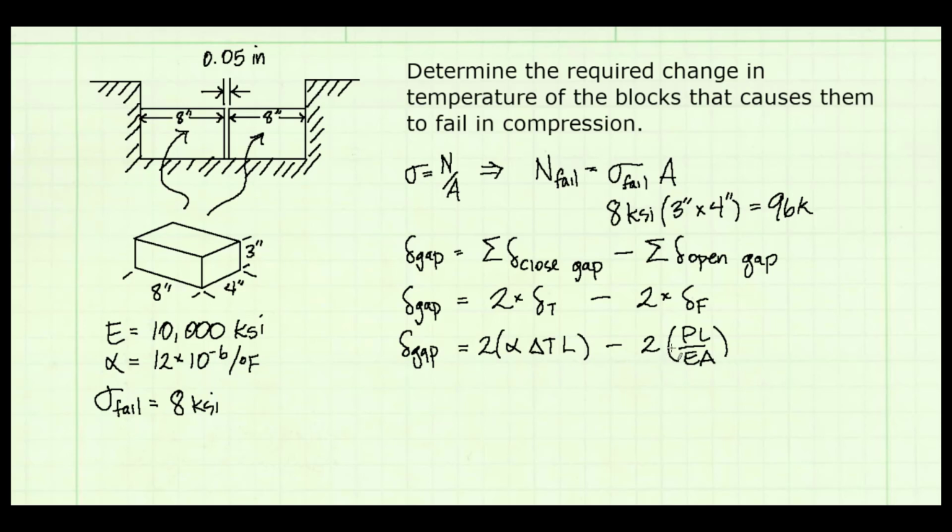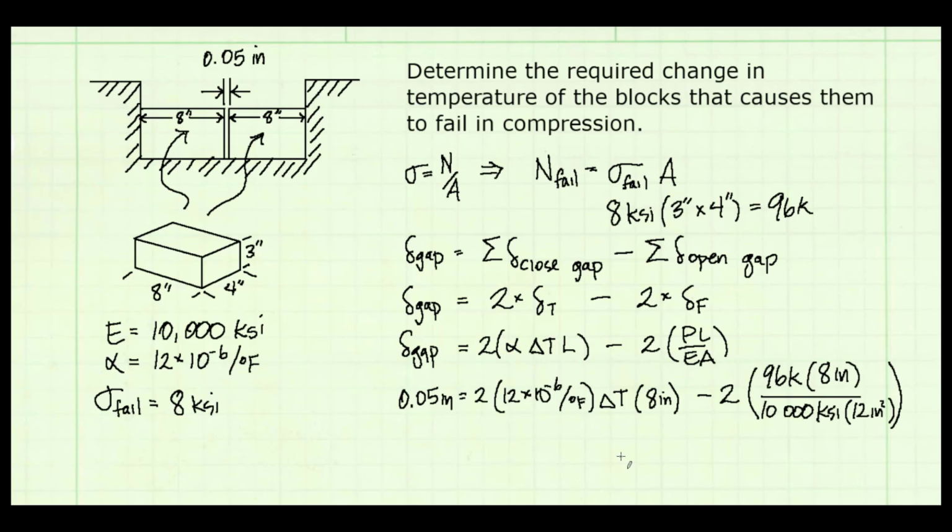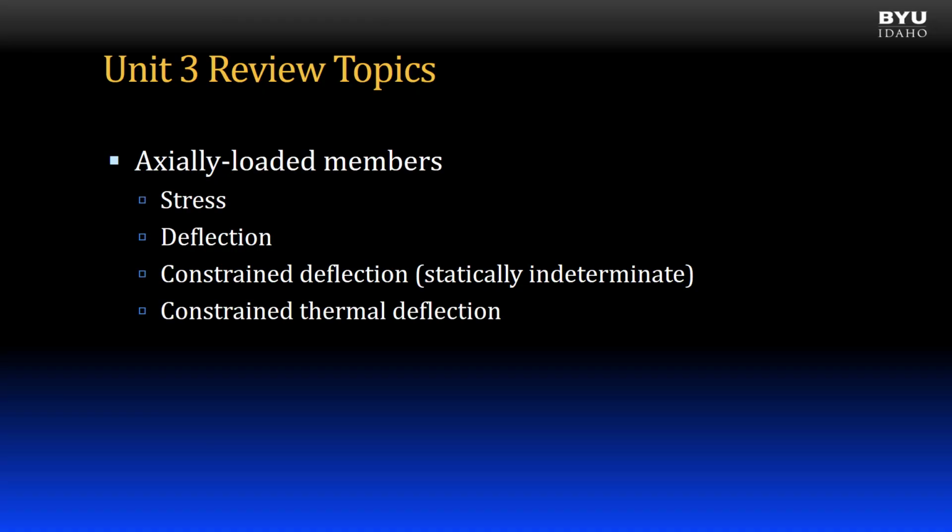Now let's just fill in values. Okay, I filled in the variables in our compatibility equation. The gap was given. Alpha is given. Delta T is our single unknown that we are solving for. The length of one block is 8 inches. P, the internal force, is going to be the force required to fail a block. It's 96 kips. Length is also 8 inches. E is given. And A we computed from the cross-sectional area. Now we can solve for delta T using algebra, and we get that the change in temperature required is 194 degrees Fahrenheit. This completes the review of topics from Unit 3.